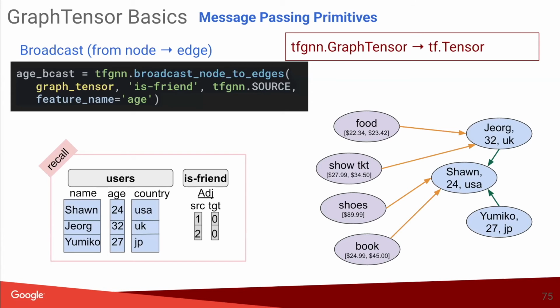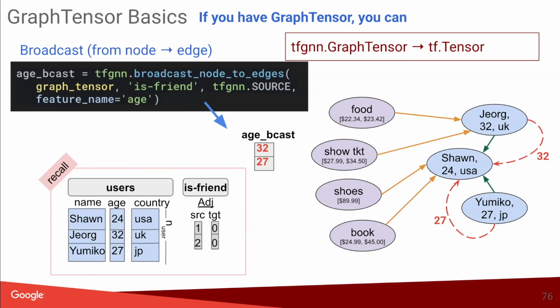Now let's recall our graph. So the isFriend edge set had these two edges, and we want to send the feature from the source nodes to their adjacent edges. So the users with names Jorg and Yumiko here are the source nodes for these two edges in the isFriend relation. So the returned tensor from this broadcast operation is going to have a value for each edge in the edge set. So the first dimension is going to be 2, which is the number of edges in the edge set. And you can think of the output from the broadcast operation as another edge set feature.